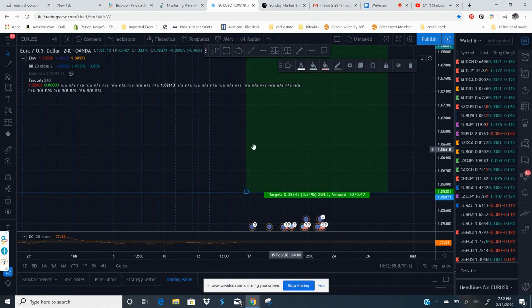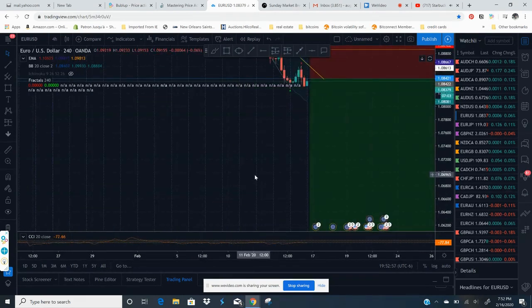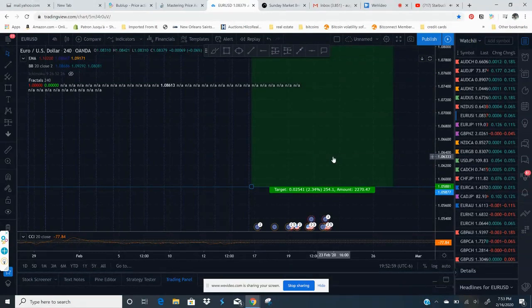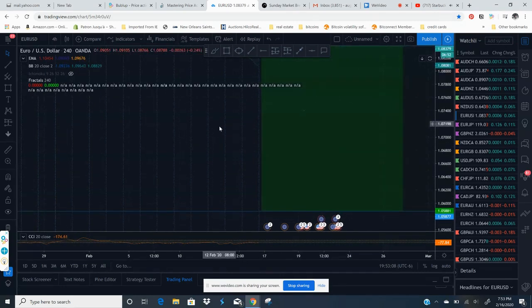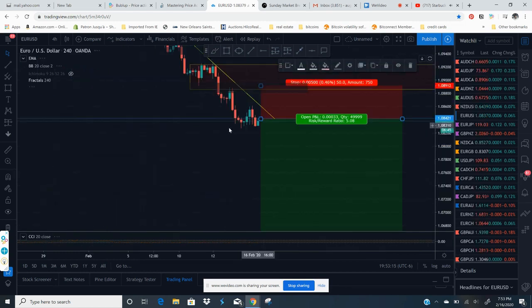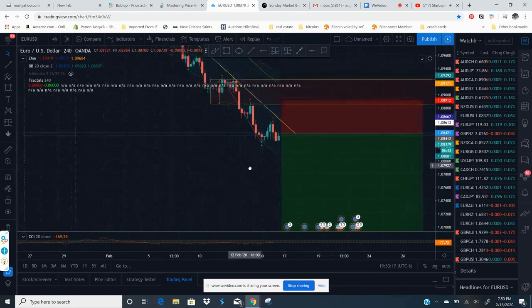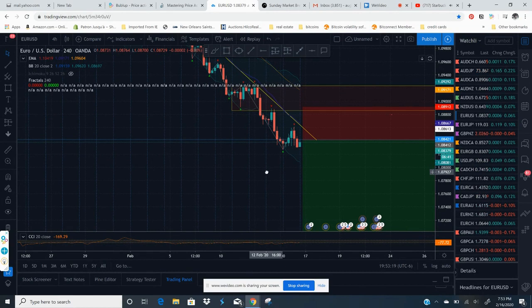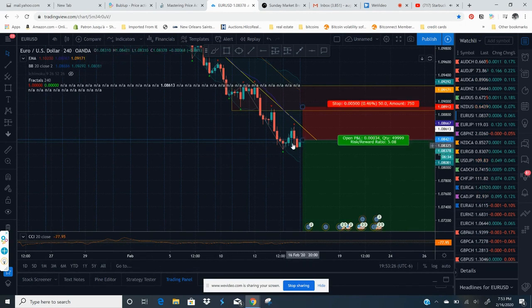And that is a 2.3 to the downside. A 5-to-1 ratio. That's not bad. I can see it coming and touching this. I want to see it break that.